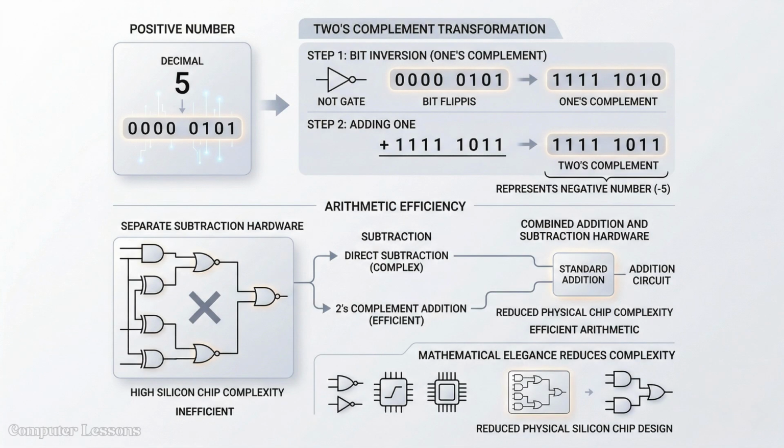Negative numbers require a specialized mathematical approach known as 2's complement to ensure efficient processor arithmetic. By inverting all bits and adding 1, hardware can perform subtraction using standard addition circuits. This mathematical elegance reduces the complexity of the physical silicon chip design and logic gates.